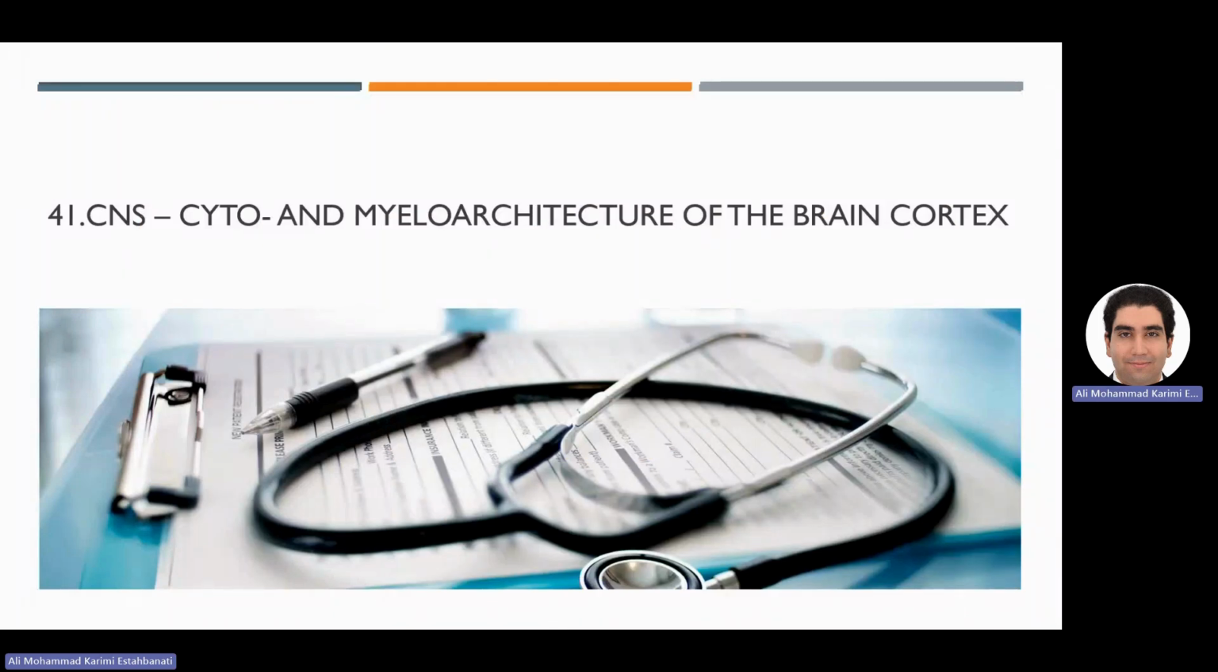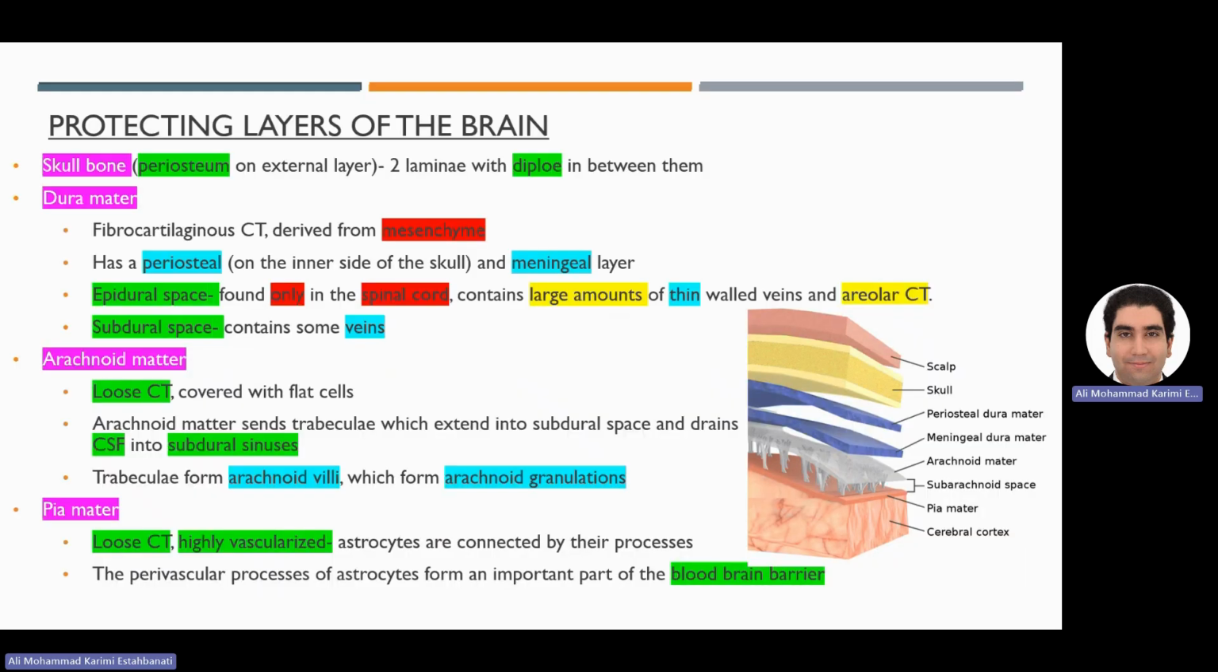So today's session is about the CNS, the cyto- and myeloarchitecture of the brain cortex. What it is and so forth, I will explain to you in later slides. So let's dive into it. First of all, you need to know the layers of the brain. The layers of the brain are divided into four main ones and with some sub-main ones. The main ones are four: the skull bone or periosteum, the dura mater, arachnoid mater, and finally the pia mater.